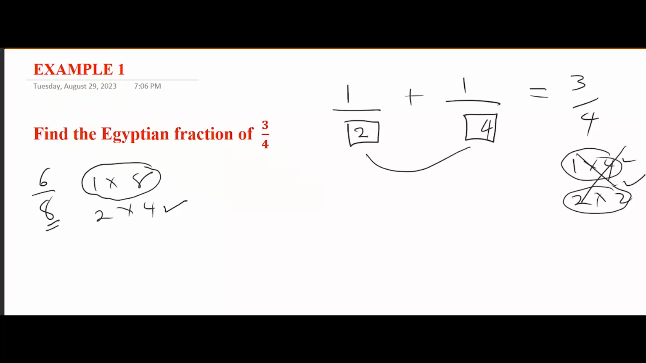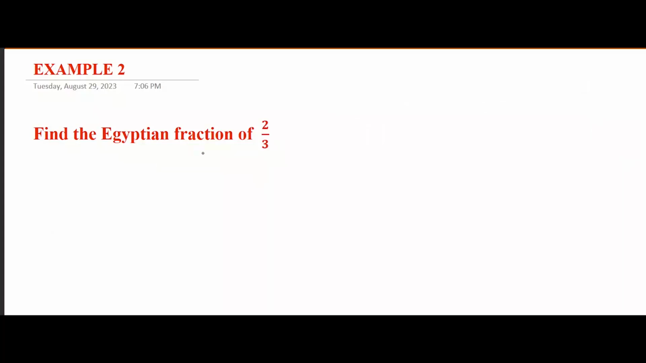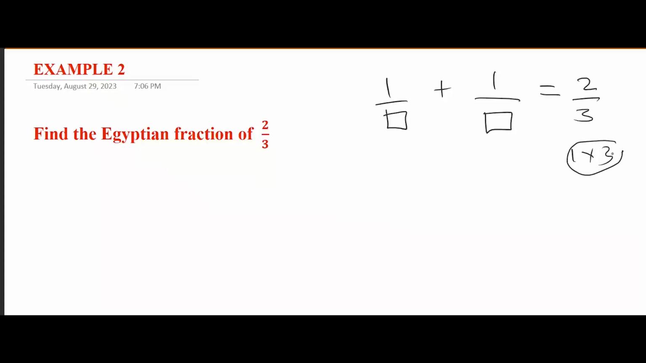Let's look into another example. Example 2, find the Egyptian fraction of 2 out of 3. Of course, we know that we're going to have 1 out of something, add 1 out of something, and the sum should be 2 out of 3. So it is very simple. What you need to do is to find the product of 3 that will add up to 2. So the product of 3 will be 1 by 3. Of course, you cannot use this pair 1 and 3 because none of these could be 1. So that means we don't need to use this. So the next thing to do is to find the multiple of 2 out of 3 by multiplying the numerator and the denominator by the same number.